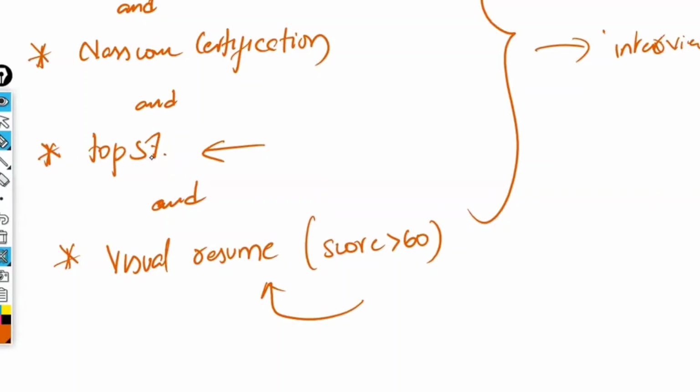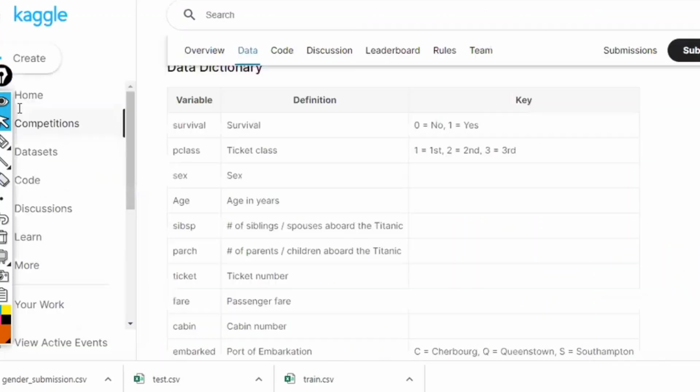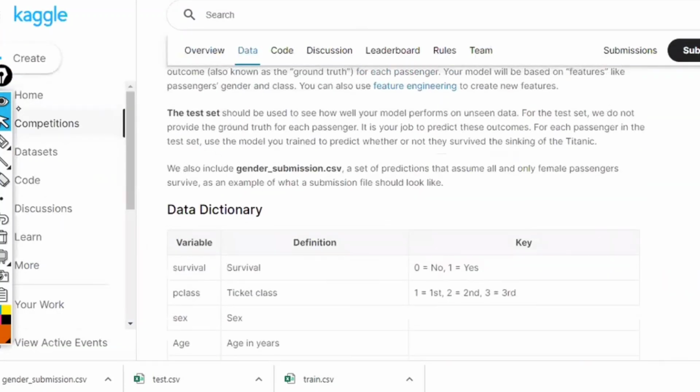Right? Is that clear? Now, how to make a CSV file and upload it in Kaggle? Sir, please, Kaggle dataset solutions. What solution? Yeah, how to make the Kaggle submission, right?